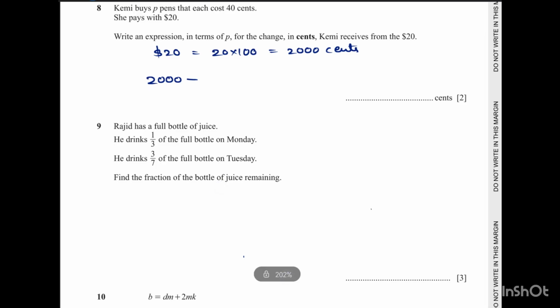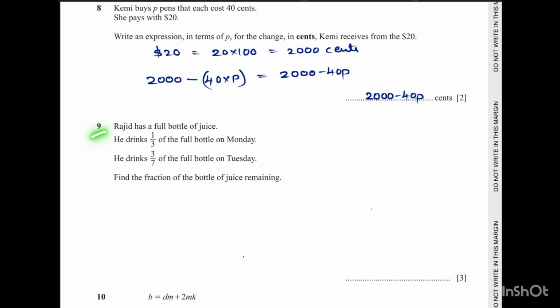So for the expression to write in cents, the change to receive in cents, we have to convert $20 into cents first. So 20 multiplied by 100 will be 2000 cents. Now when she gave this 2000 cents to the shopkeeper, he will take the money which is the cost of P pens, 40 cents each. So 40 into P will be the cost. So this can be written as 2000 minus 40p. So this is the given expression. So the answer will be 2000 minus 40p.